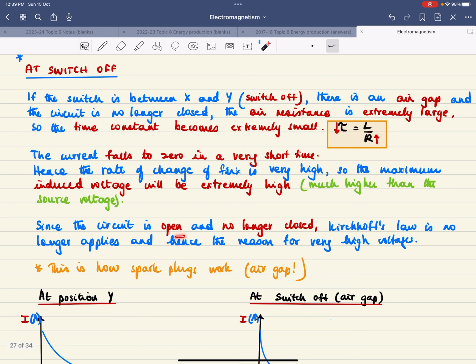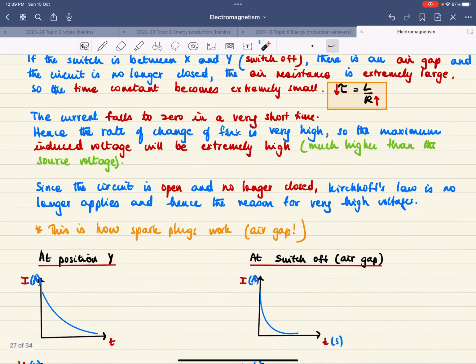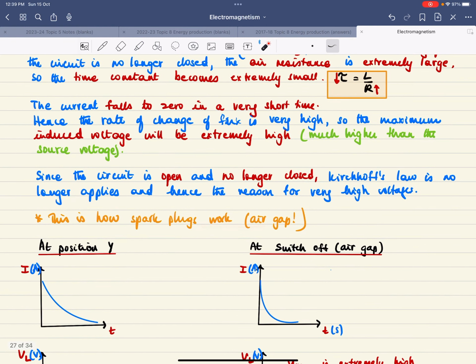Since the circuit is open and no longer closed, Kirchhoff's law will no longer apply, and hence another reason for a very high voltage, but this is a better argument. Now this is how spark plugs work.